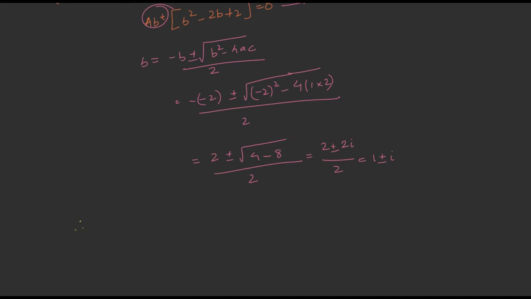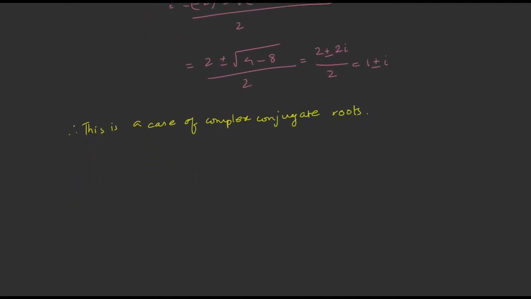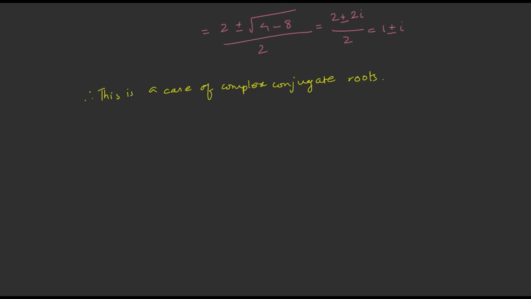Therefore, this is a case of complex conjugate roots. How to solve complex conjugate roots, this we have also done earlier. I have taught you earlier. So this was case 3. What was case 3? Yc equals r to the power t, a1 cos t theta plus a2 sin t theta. Right?